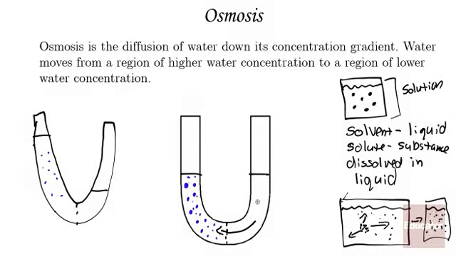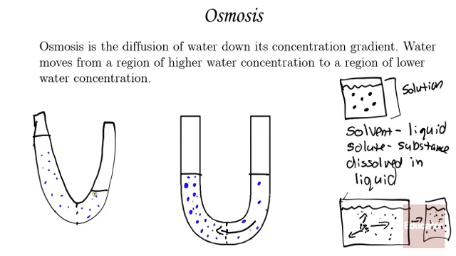And this is going to occur until the concentration of water equalizes. So let's say I have some solute over here, but a smaller amount. Then this is going to move the water from this side to the left side until the concentration of water ends up equal on both sides. That's osmosis. And osmosis can also occur in a cell because water can diffuse across the cell membrane.